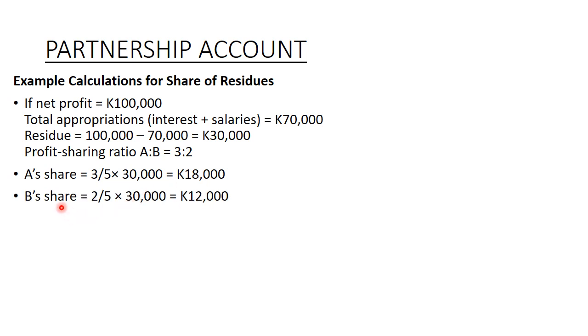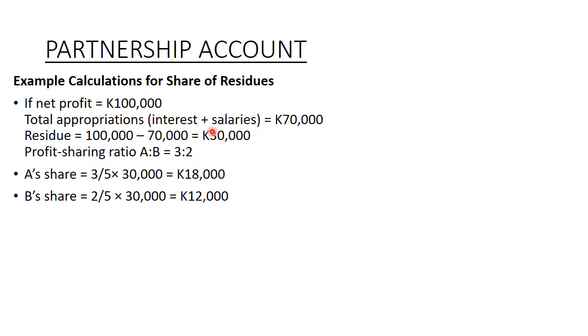Again, for partner B, you do the same. You get B's number, which is 2 over the total 5. You multiply by 30,000. You get 12,000. So this is how to appropriate the profit.